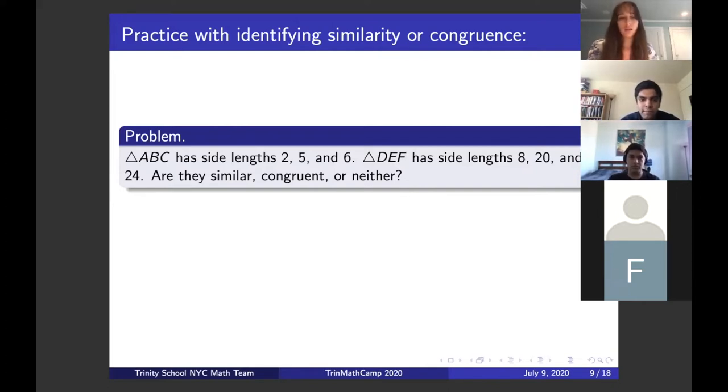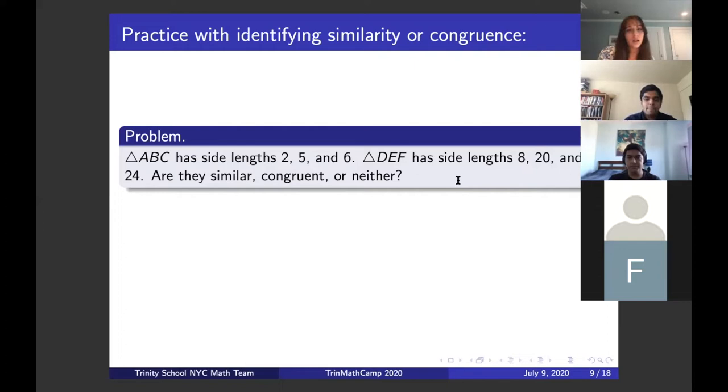One hint I can provide for this question is to notice that similar triangles are essentially scaled up versions of each other. So if they're not congruent, perhaps it's worth trying to find whether they're scaled.